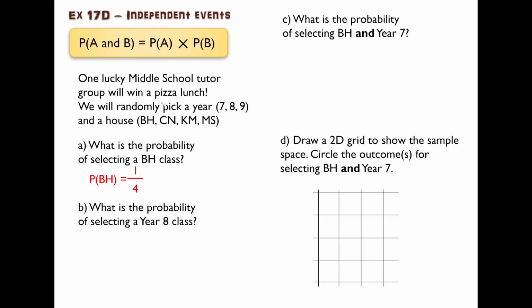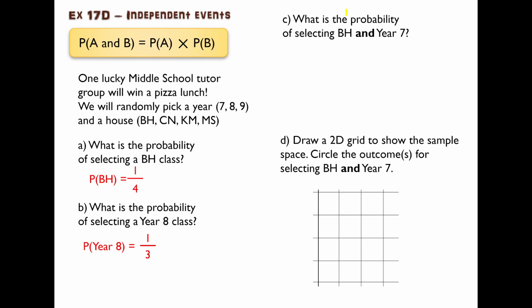Okay, now let's just look at the year. What is the probability of selecting a year 8 class? The probability of selecting a year 8 class is, well, one of them matches out of 3 in total. One outcome matches out of the 3 outcomes in total. So I've just looked at these events separately, and these two things are independent because I'm randomly picking a year and completely separately randomly picking a house. So they are independent events.